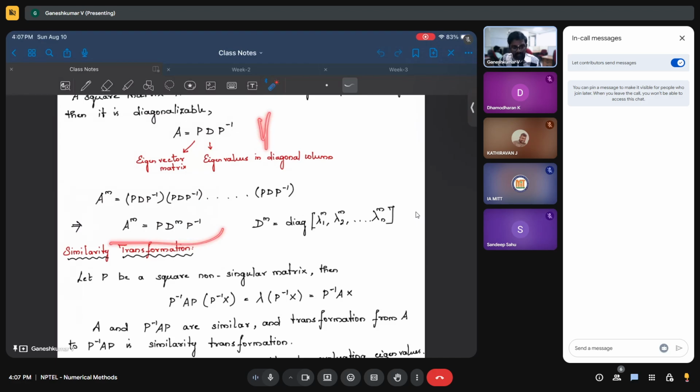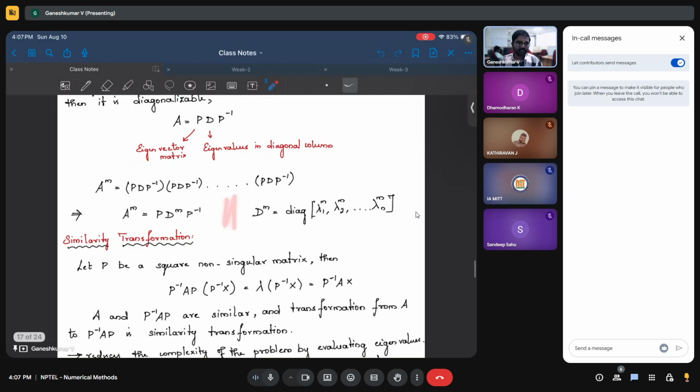If we want to find the square or the power 4, then you just need to square the eigenvalues and then multiply their respective eigenvector matrices together. So this significantly simplifies your computation.